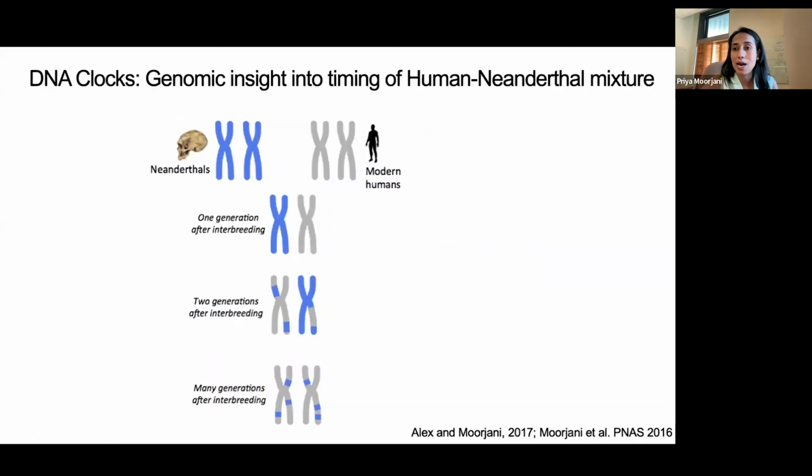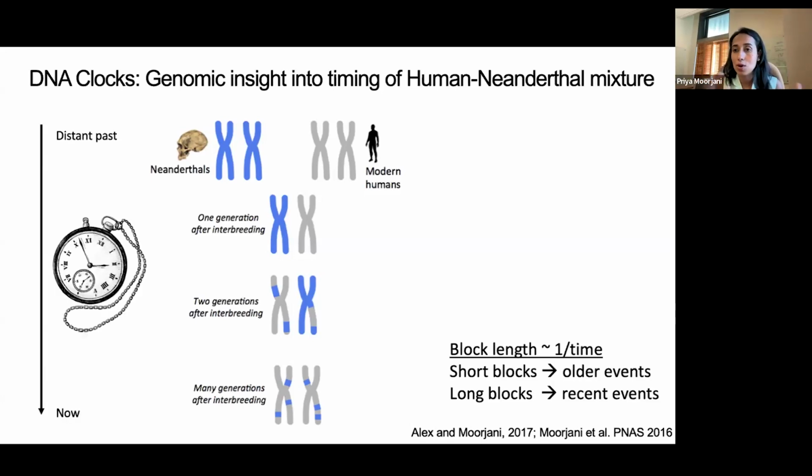As geneticists, we use the idea of genetic clocks to infer the timing. I showed you this plot earlier where I told you how population mixtures lead to these mosaic chromosomes. As you can see, if we are soon after the gene flow, there are big blocks of Neanderthal ancestry in this individual's genome, and many, many generations later, these blocks become smaller. We could use this insight to try to infer when the mixture occurred.